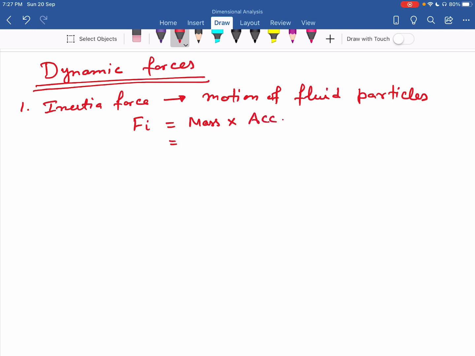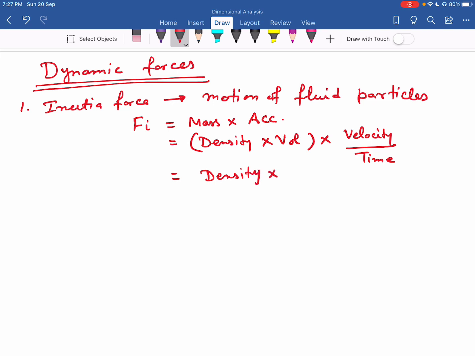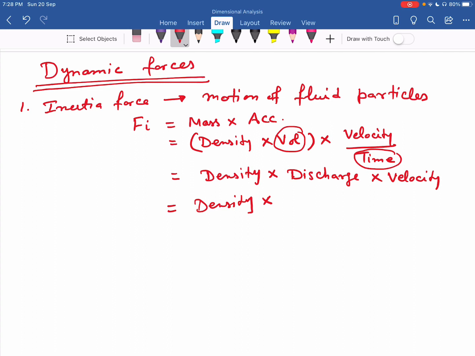Now further I can write mass as density into volume and acceleration as velocity divided by time. So this is density into volume by time, that is discharge, into velocity. Now further this is equal to density into, discharge I can write as area into velocity, so multiplied by velocity.